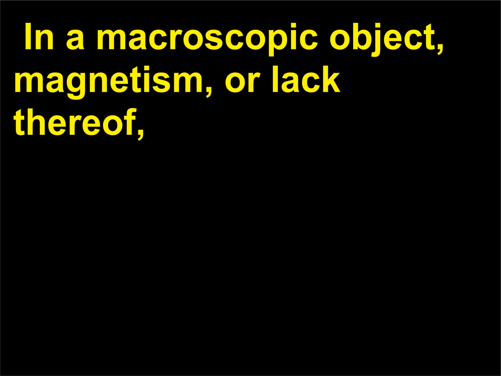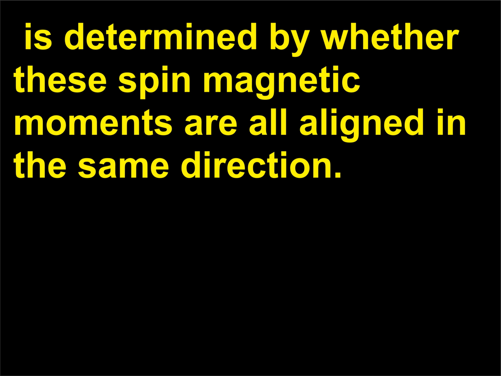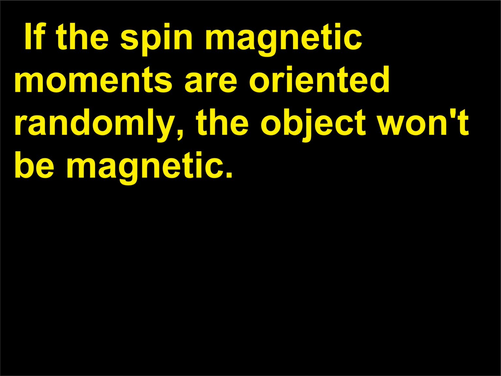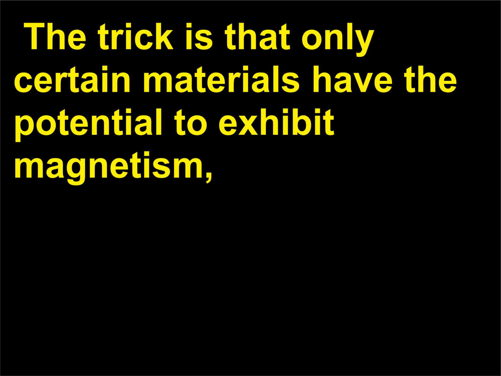In a macroscopic object, magnetism, or lack thereof, is determined by whether these spin magnetic moments are all aligned in the same direction. If all of the spin magnetic moments line up in the same orientation, the object will behave as a magnet. If the spin magnetic moments are oriented randomly, the object won't be magnetic. The trick is that only certain materials have the potential to exhibit magnetism. And we'll get to that next.